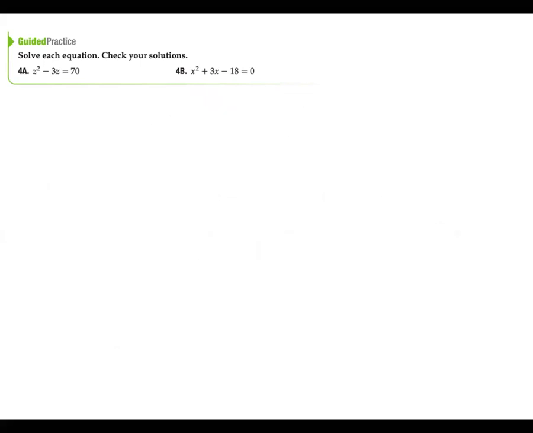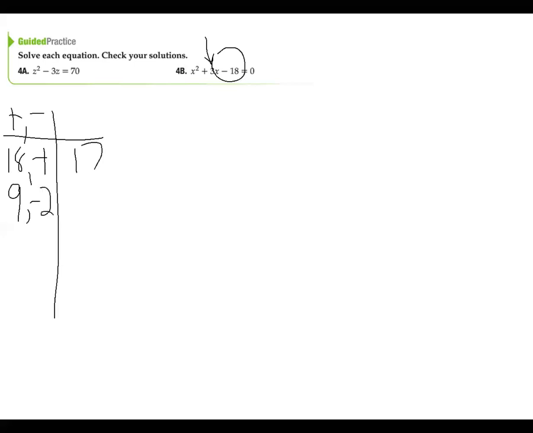Okay. Number 4b is already set equal to 0. So I need factors of negative 18 that add to a positive 3. So the bigger factor has to be positive. So I could do 18 and negative 1. That gives me 17, not going to work. Then I could do 9 and negative 2. That gives me 7. That's not going to work. I could do 6 and negative 3. That gives me 3. Boom, got a winner.